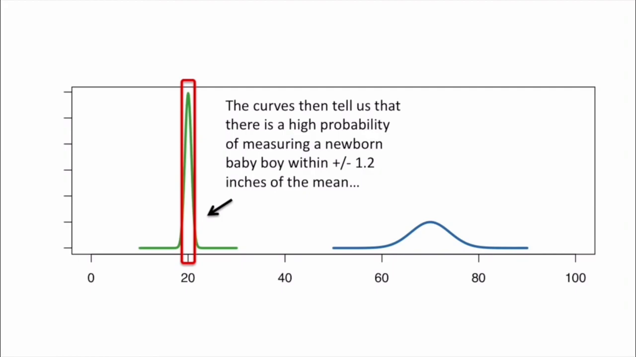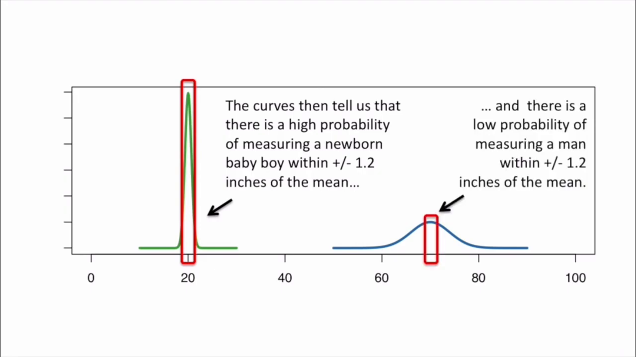The curves then tell us that there is a high probability of measuring a newborn baby boy within plus or minus 1.2 inches of the mean. And there is a low probability of measuring a man within plus or minus 1.2 inches of the mean.